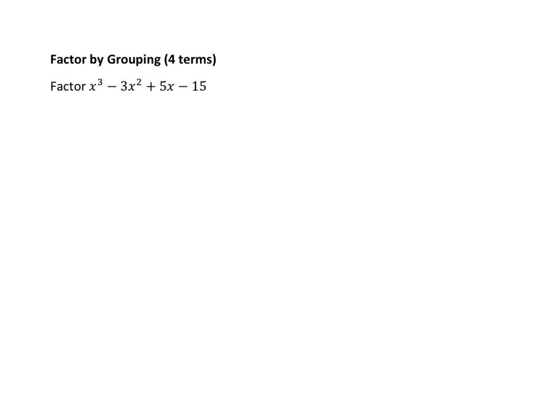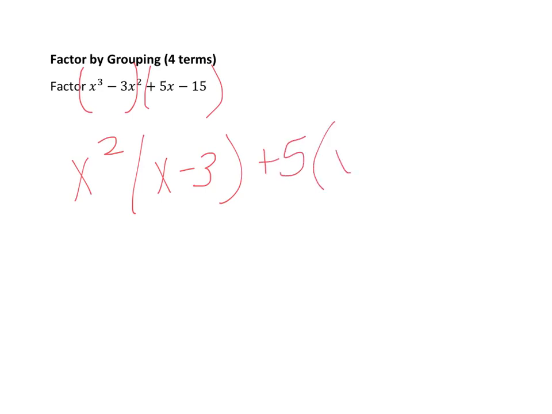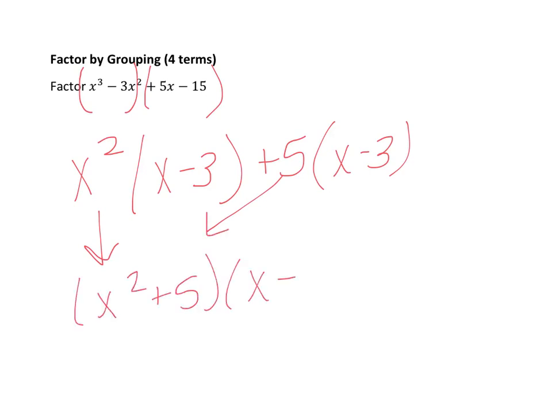If you are given a problem with 4 terms, you have to factor it by grouping. First two together, last two together. What do they have in common? x squared. Left over, I'm going to have an x minus 3. What do these two have in common? A 5. x minus 3 left over. Bring your outsides together. x squared plus 5 times x minus 3.